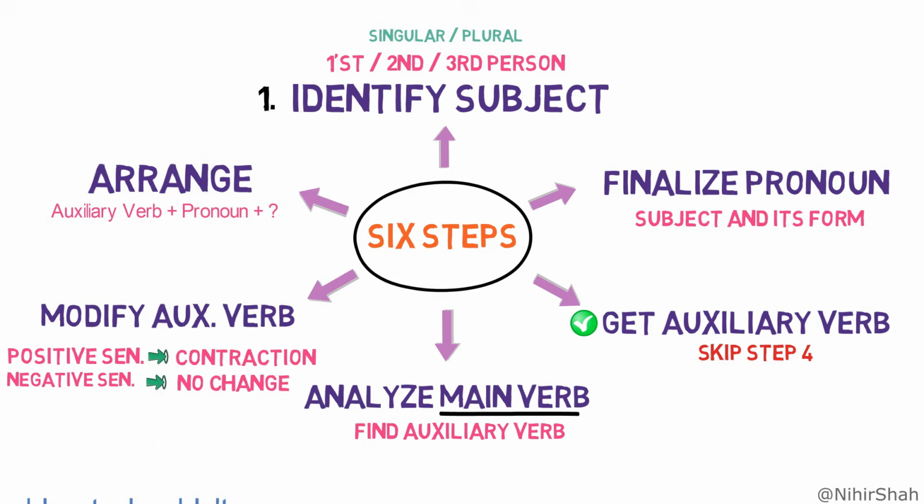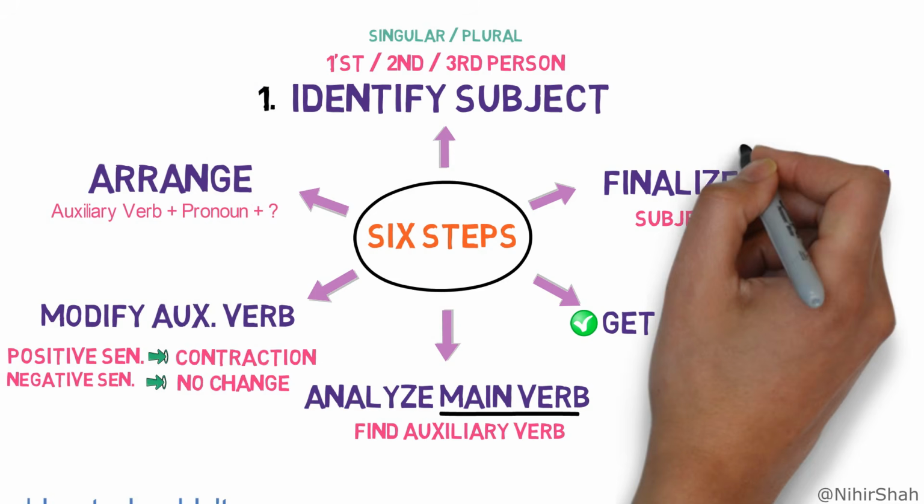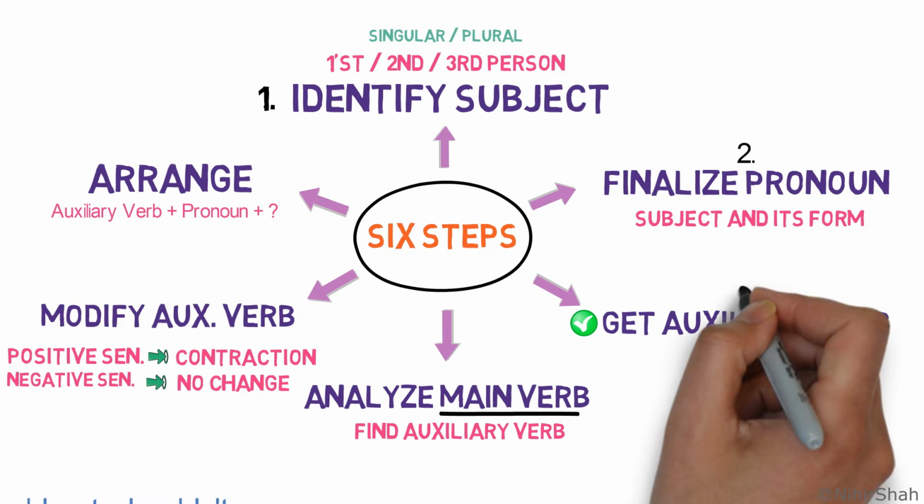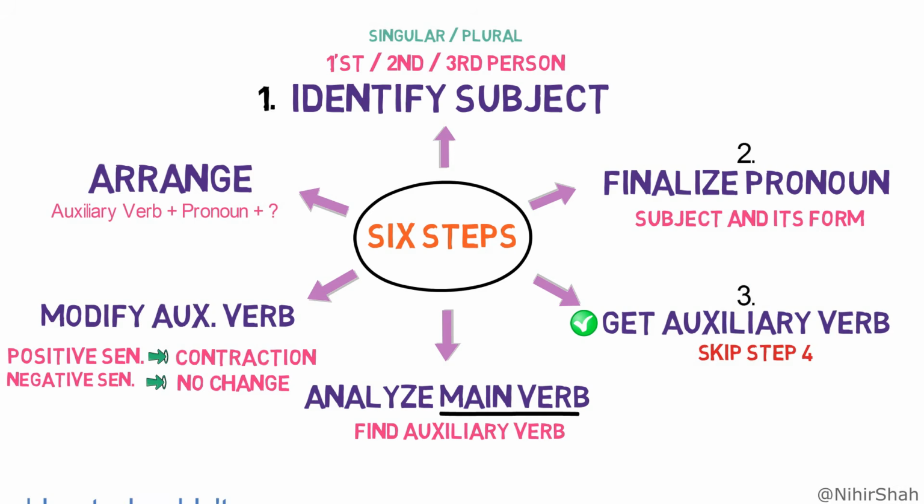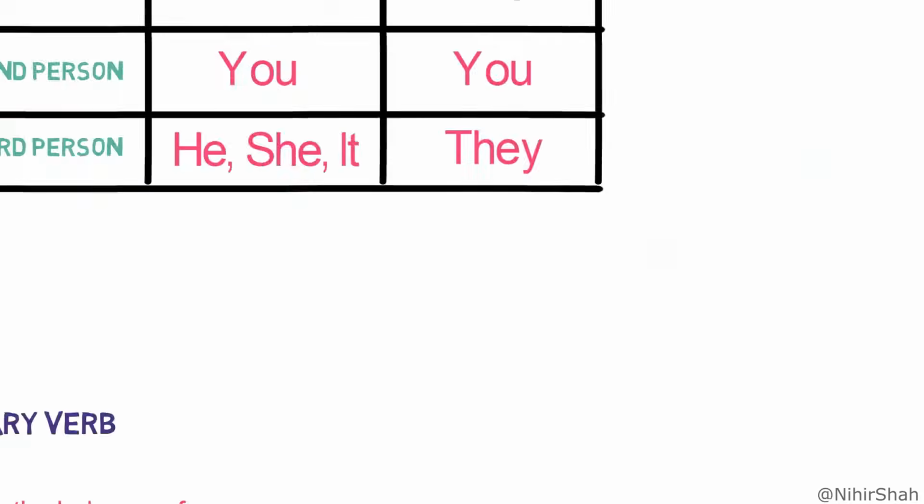Number 1. Identify the subject and its form. Number 2. Finalize the pronoun. Number 3. Get the auxiliary verb if already present in the sentence. Number 4. Analyze the main verb and accordingly get the auxiliary verb if the auxiliary verb is not present. Number 5. Modify the auxiliary verb if the sentence is in positive form. And number 6. Arrange the auxiliary verb and pronoun in proper structure. Now let's understand the steps with an example.